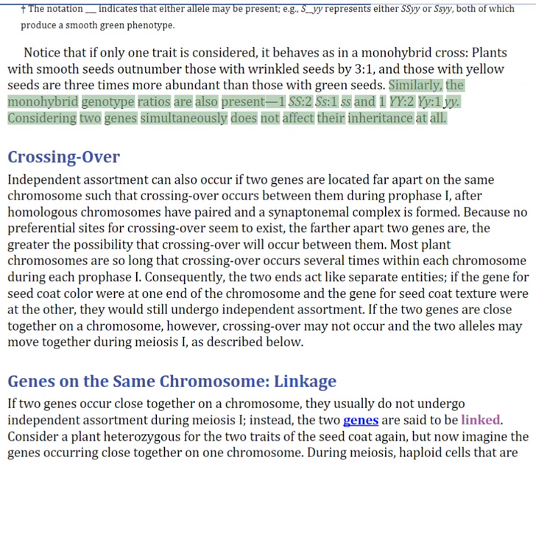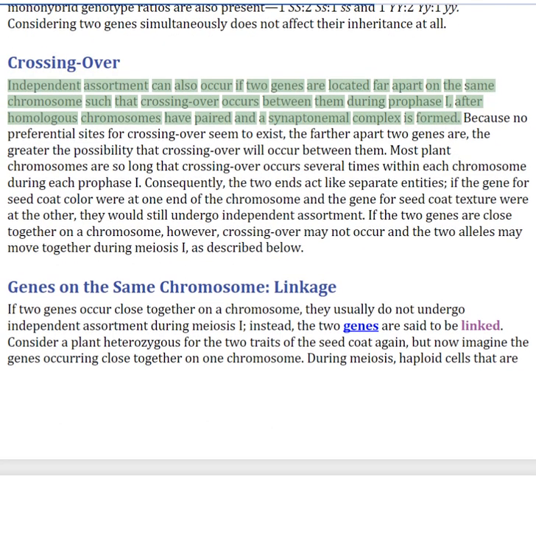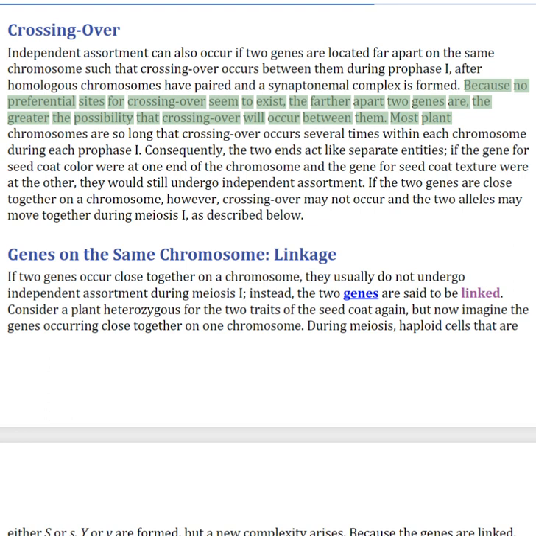Similarly, the monohybrid genotype ratios are also present: 1 SS, 2 Ss, 1 ss and 1 YY, 2 Yy, 1 yy. Considering 2 genes simultaneously does not affect their inheritance at all. Crossing over. Independent assortment can also occur if 2 genes are located far apart on the same chromosome such that crossing over occurs between them during prophase I, after homologous chromosomes have paired and a synaptonemal complex is formed. Because no preferential sites for crossing over seem to exist, the farther apart 2 genes are, the greater the possibility that crossing over will occur between them.